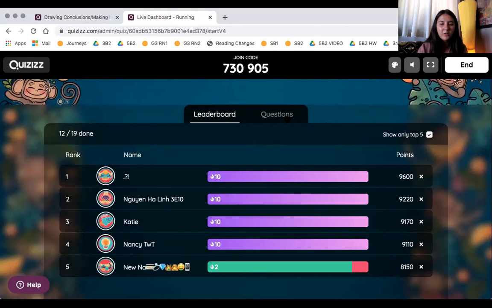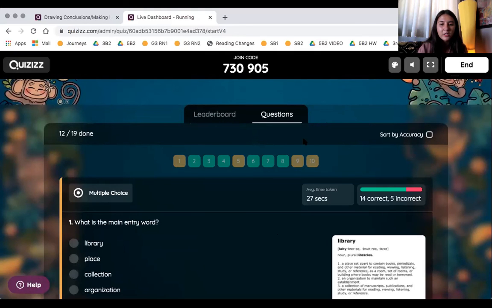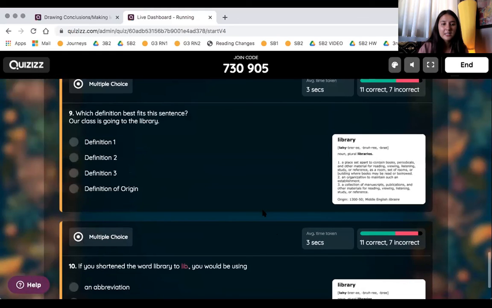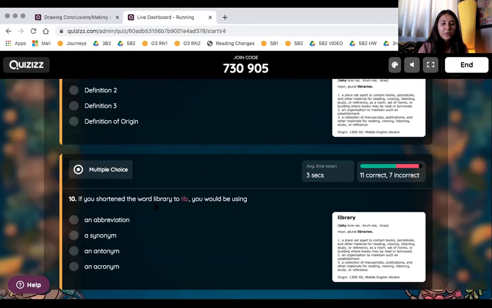Okay, guys, so some of you breeze through the difficult questions. The difficult questions I was talking about are these 2. This one: if you shorten the word library to lib, you would be using, the answer is an abbreviation. So I very briefly touched on that when I said the word adjective. The word adjective is spelled ADJECTIVE, but we can shorten it to ADJ, and we call that an abbreviation.